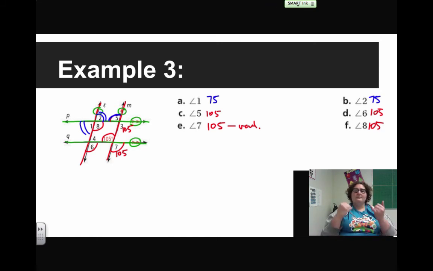Now, I want you to go back, re-listen to this, and write the reasons how you know all those angle measures. So you'd say either corresponding, vertical angles, etc.